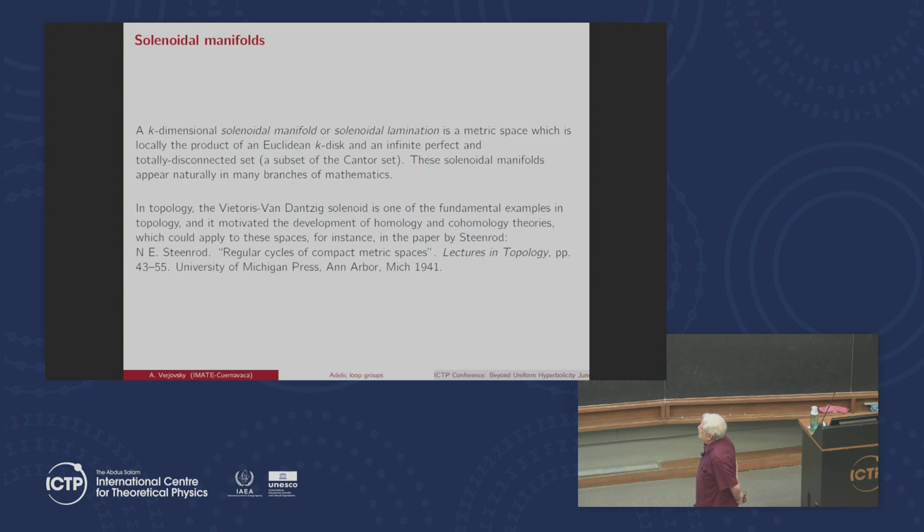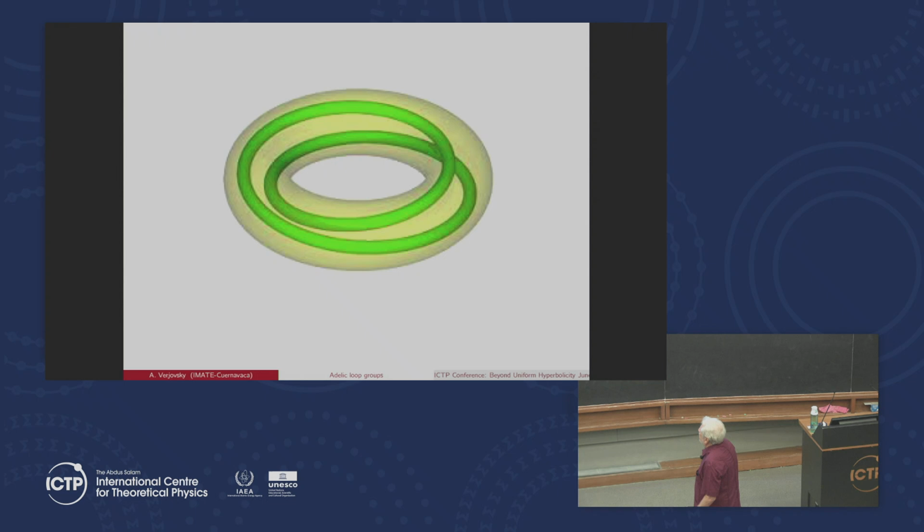In fact, in topology, the Vietoris-Van Dantzig solenoid, which I will show you in a minute, is one of the fundamental examples in topology. And it motivated developments in homology and cohomology, because these are strange spaces for which you need to use Alexander cohomology, special cohomology, so they are very good to work with. And in fact, the famous paper by Steenrod, regular cycles of compact metric spaces, is exactly the way he computes homology of solenoids.